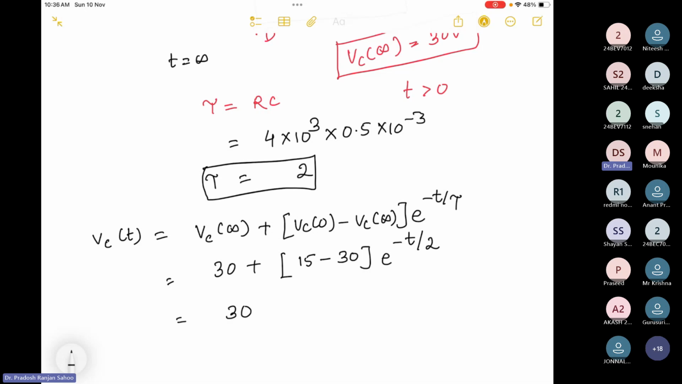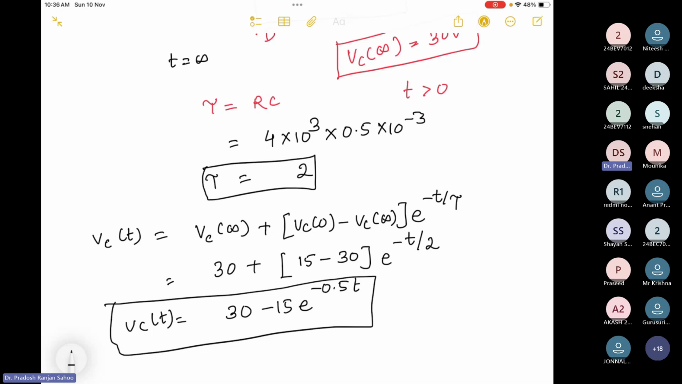So you can write down 30 minus 15 into e to the power minus 0.5t. This is your V_C(t). This is the voltage across capacitor when t is greater than 0.